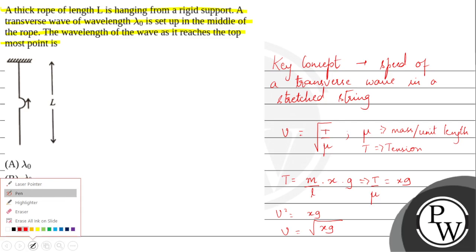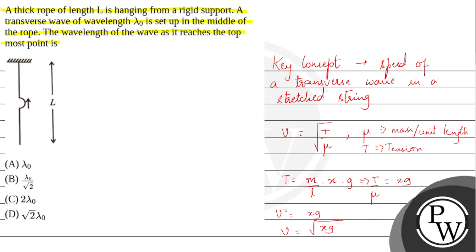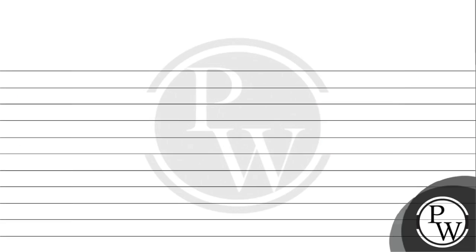तो इस क्वेश्चन को सॉल्व करने के लिए पहले जो डेटा क्वेश्चन में दिए हैं उसको हम नोट डाउन करेंगे. Given: length of the rope is equal to L, wavelength at the middle is given by lambda naught.